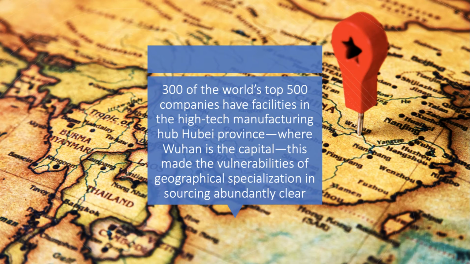But here's an interesting statistic which I found from a report. If we look at Wuhan, which of course was the epicenter of the original outbreak, 300 of the world's top 500 companies have some facilities in that province where Wuhan is the capital. And I guess this exposed the vulnerability of hyper-globalisation, geographical specialisation in outsourcing components and manufacturing. It really did make a clear point about that.